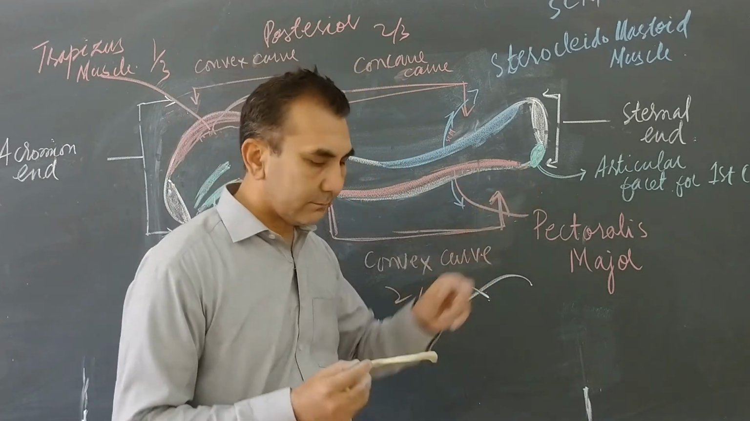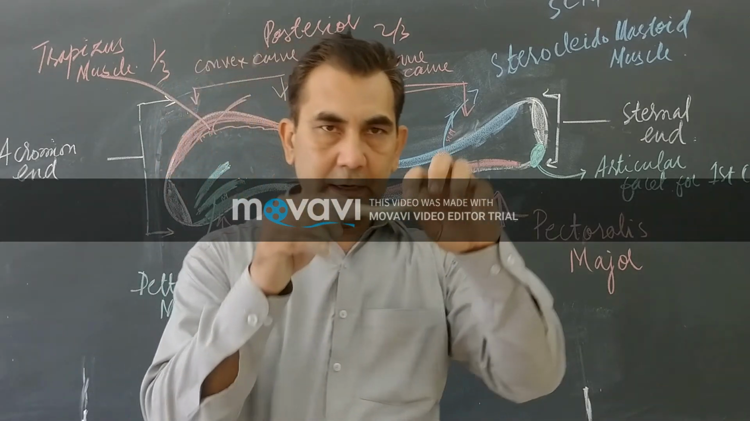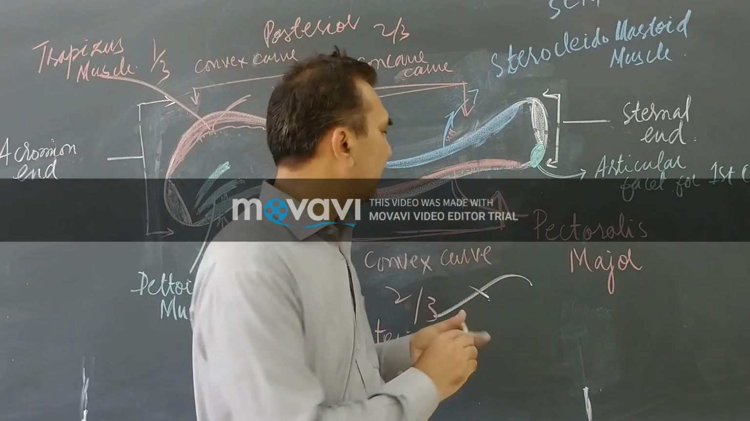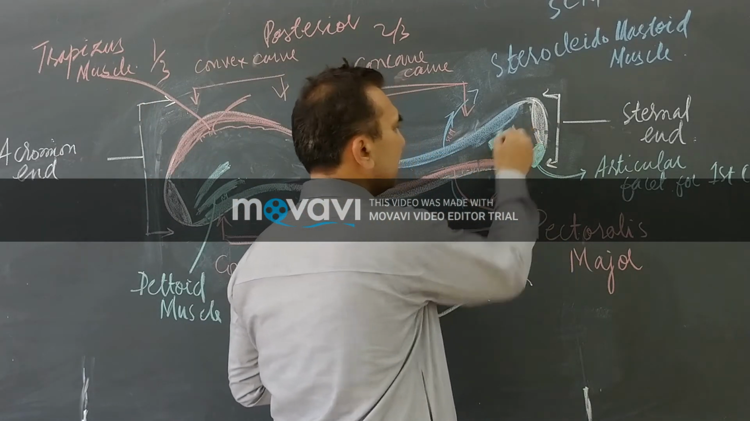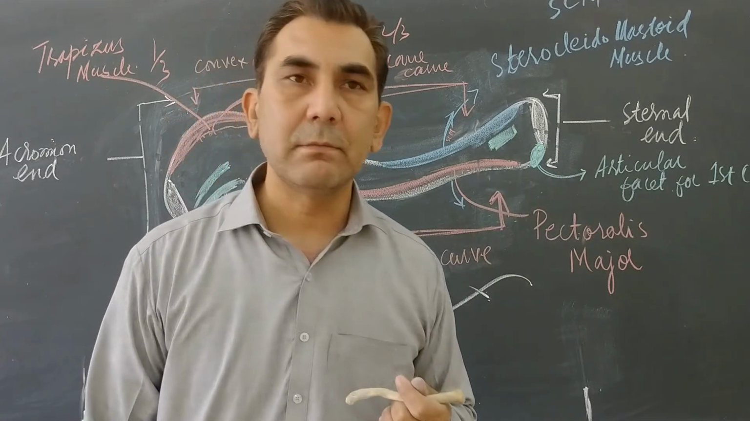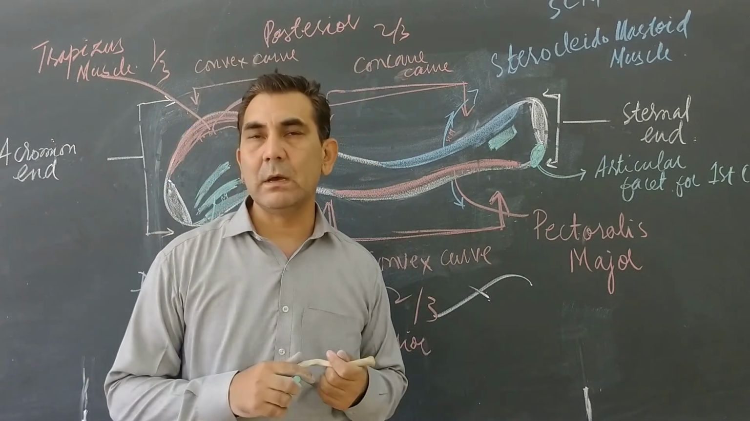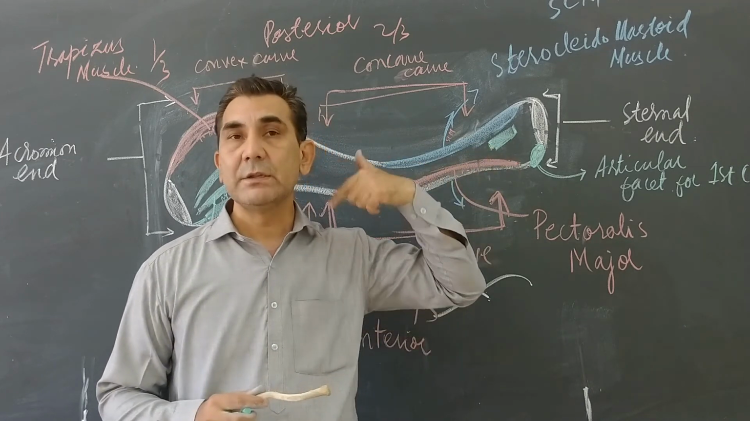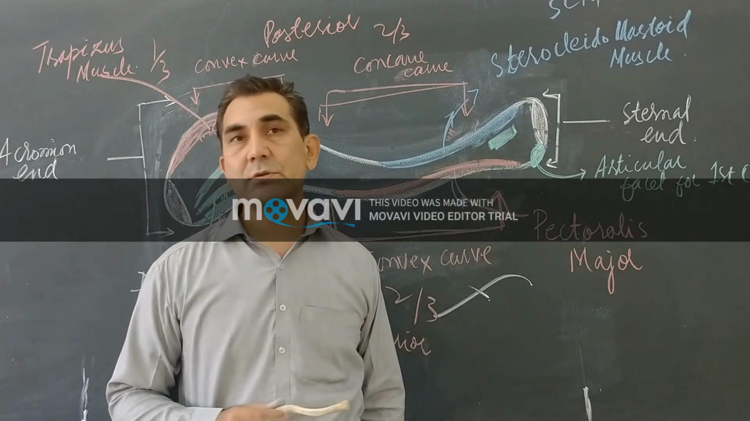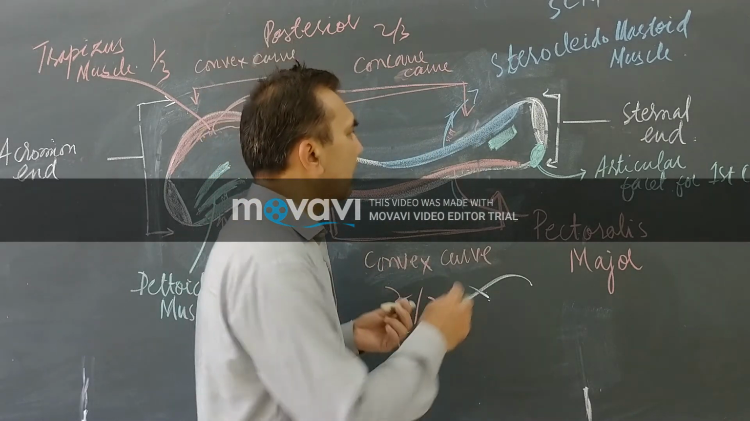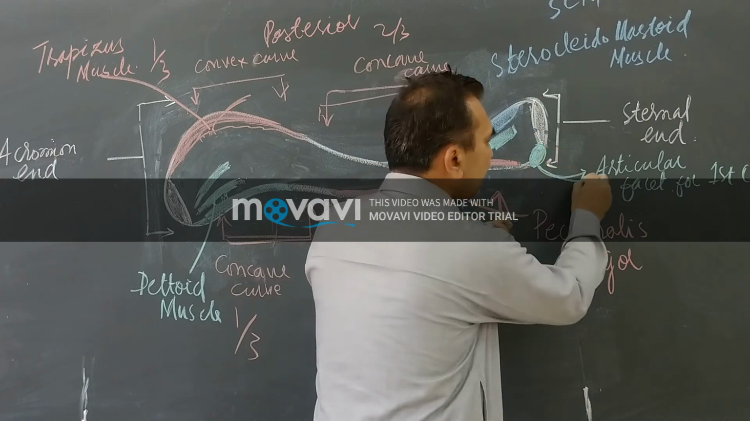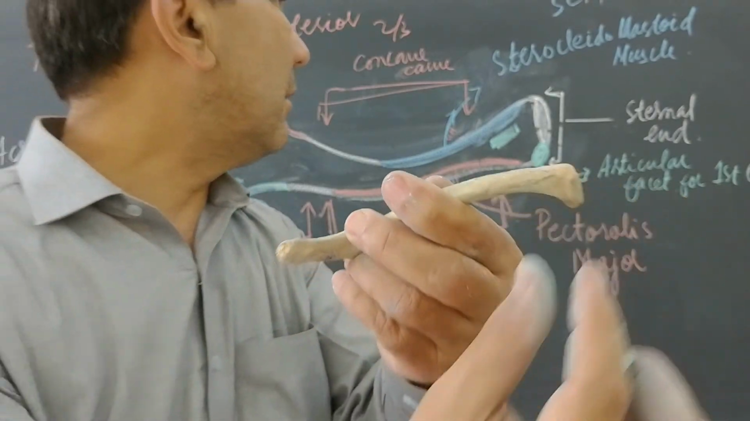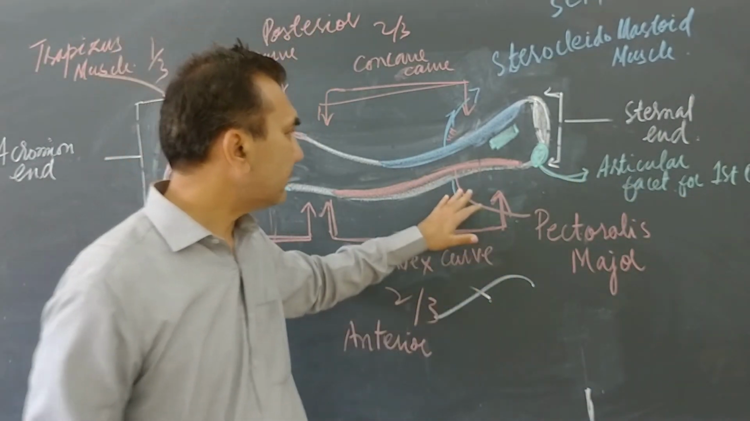Another tubercle is over here, and the articular facet is here. This is for the attachment. Another area here is the attachment for the sternocleidomastoid muscle, and this is for the attachment of the ligament. These ligaments go to attach with the process of the temporal bone. And at the external end, another articular facet is here. This articular facet is for the first rib.